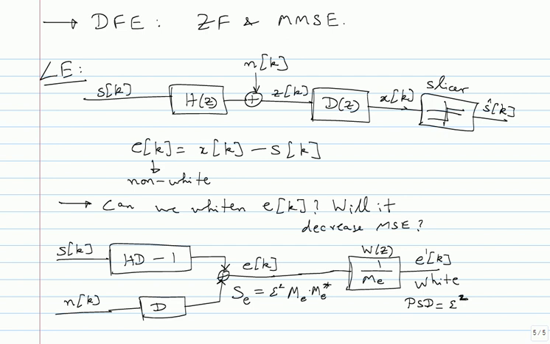I just want to make sure that I can do this within my receiver. I have access to EK separately and I can do this within my receiver. So it's a little bit of a trick here. It works in a very interesting way. I want to show you how this is going to work.